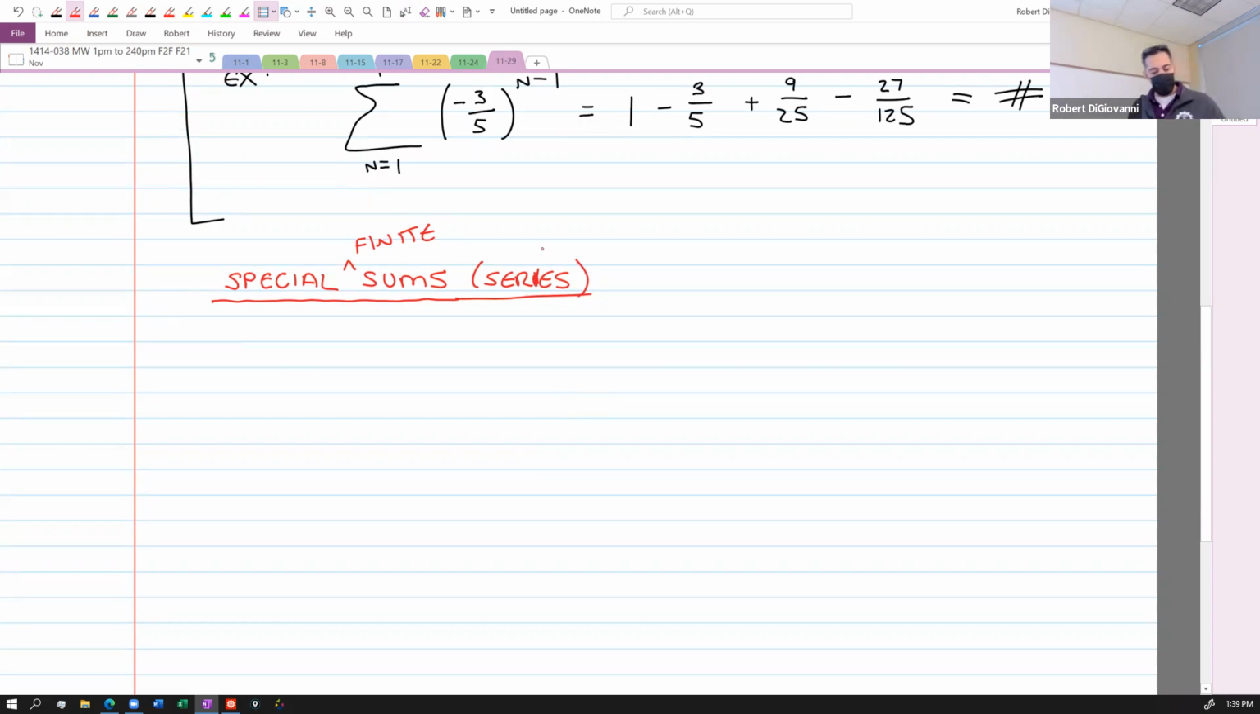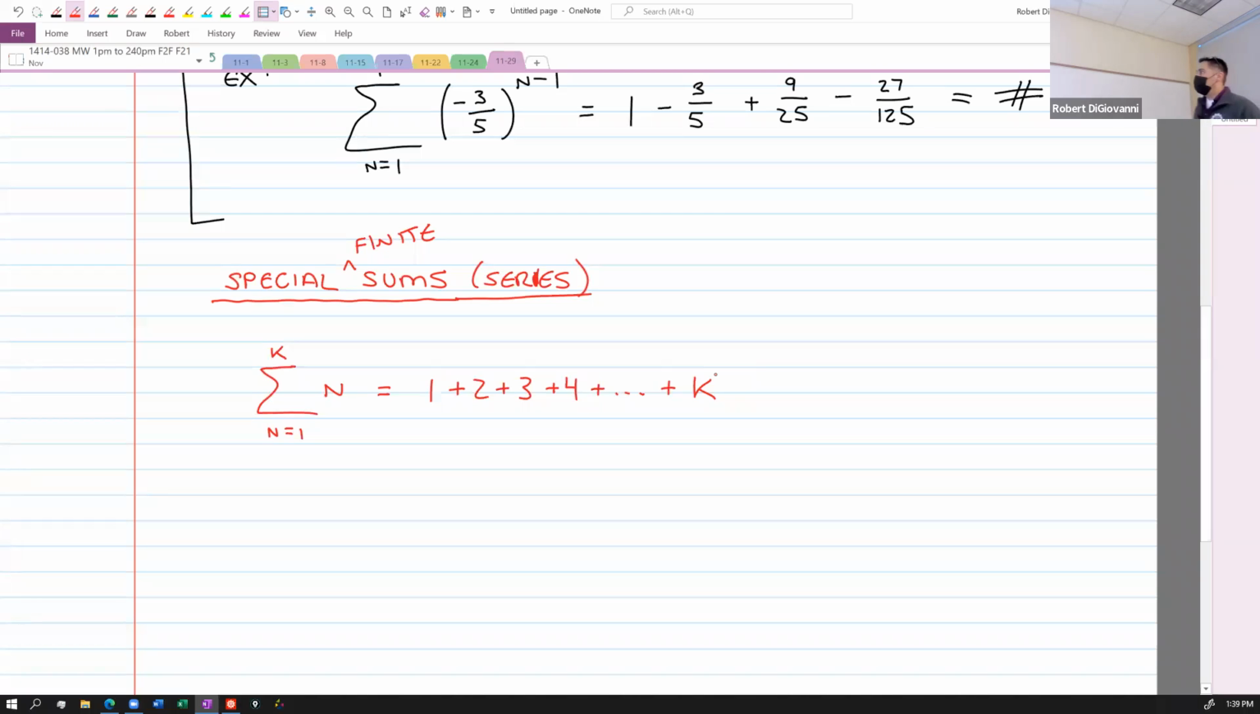Right, here's your first one. Sum, n equals 1 to k of n. So let's write this out. What is this? If I told you to write this out, it would be what plus what plus what plus what plus what? 1 plus 2 plus 3 plus 4. And when do you stop? You stop when you get to k, right?